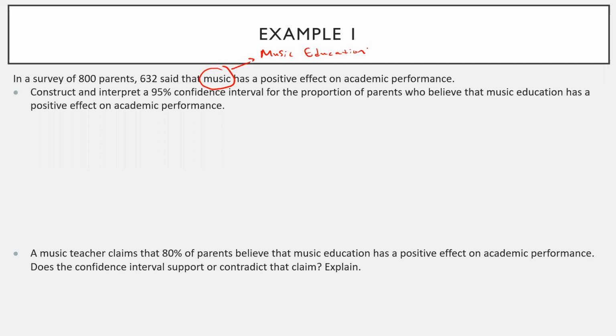All right. So here's the thing. That's just a sample of 800 parents. So let's construct and interpret a 95% confidence interval for the proportion of all parents who believe that music education has a positive effect on academic performance. The first thing we're going to do is find p hat. P hat is just x divided by n. Can anybody tell me what two numbers I would divide here?